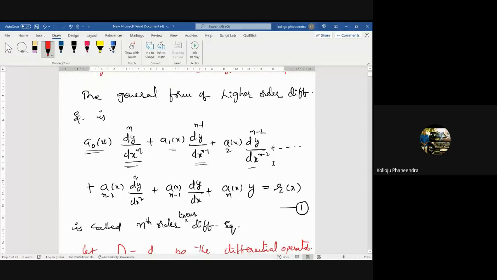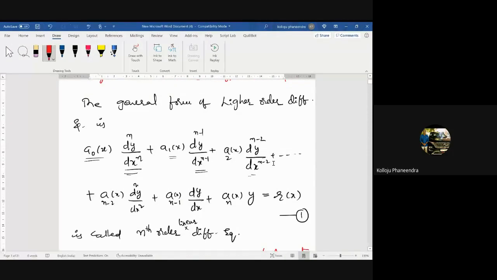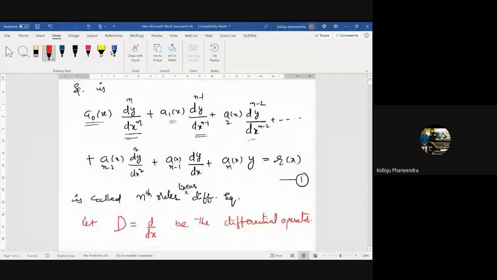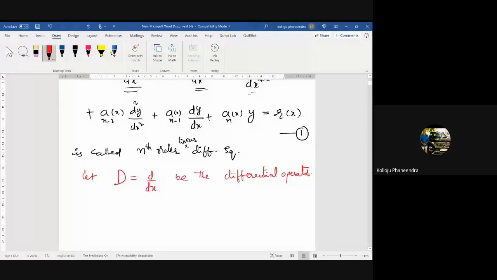Now see, higher order differential equations. Generally, the nth order differential equation representation is this equation 1. And here we represent the operator form of equation 1. How can we represent the nth order differential equation in operator form?